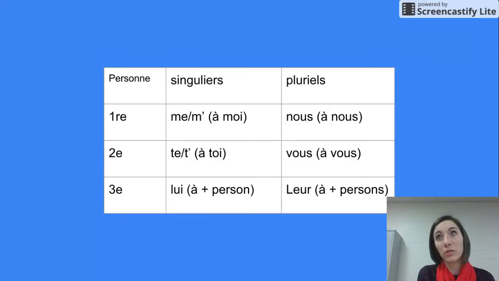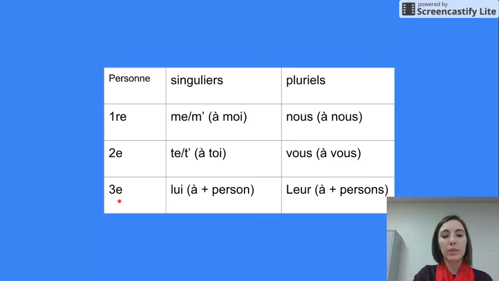Okay, that actually is also reflexive. Right here, if we're saying à nous, we're going to replace it with nous. So if we say he talks to us, il parle à nous, il nous parle. He speaks to us. We have te will replace à toi. Vous will replace à vous.